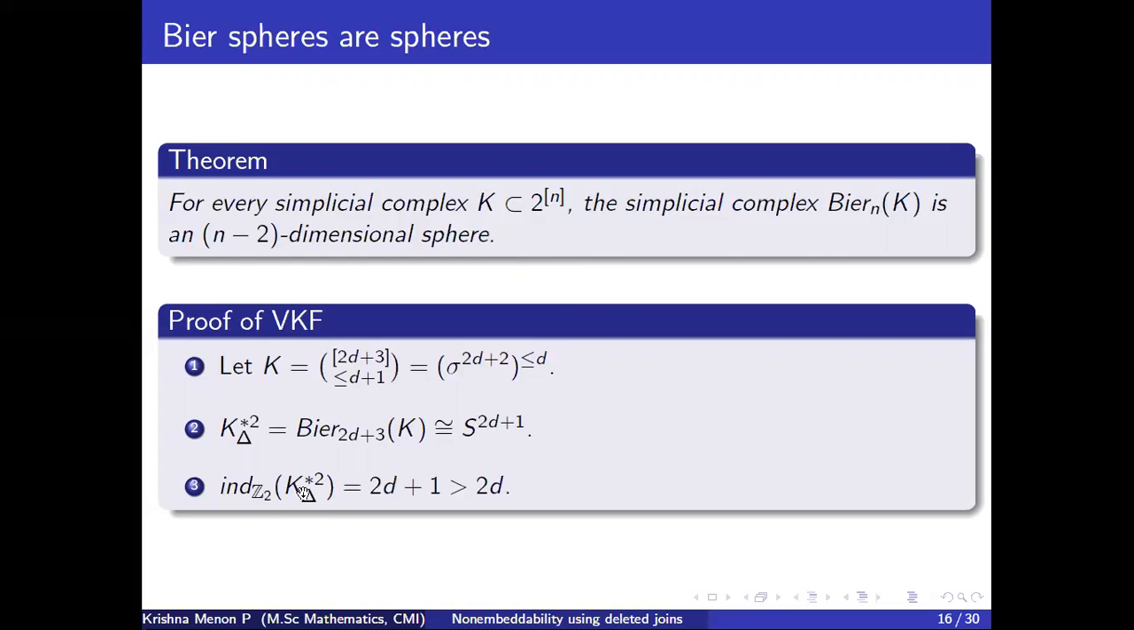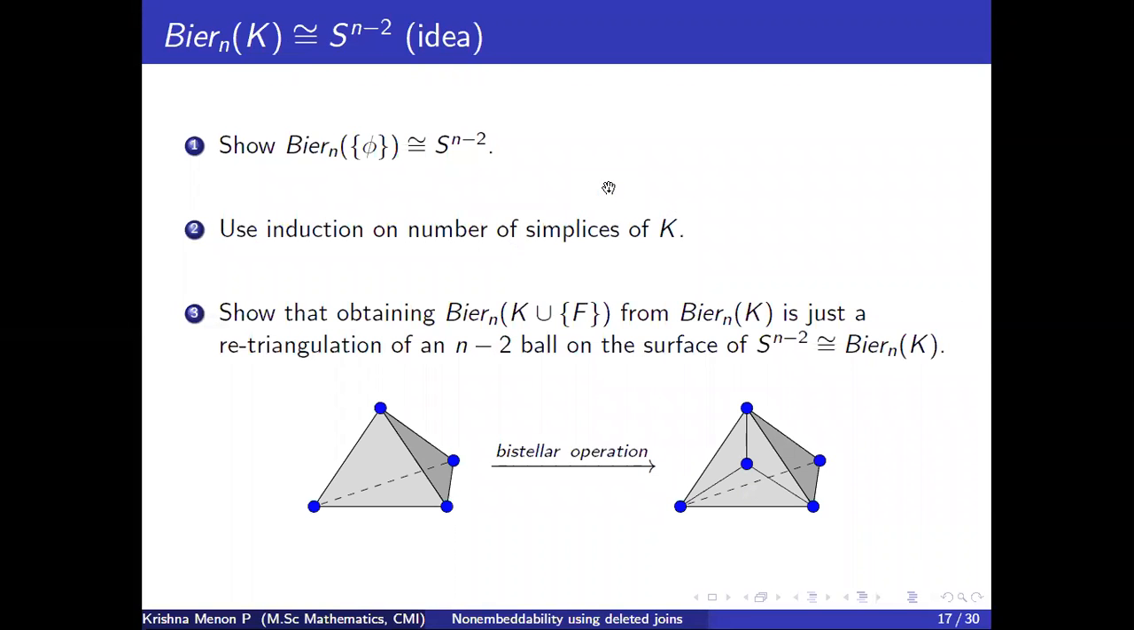Right. And hence the Z2 index of the deleted join is 2d plus 1, which is greater than 2d. And hence by our main result, any map from K to R2d identifies some 2 points with disjoint supports. And hence we have proved our Van Kampen-Flores theorem. So it remains to prove this theorem. So I won't be going through the details that are there in the notes. I'll just give an idea of how the proof goes.